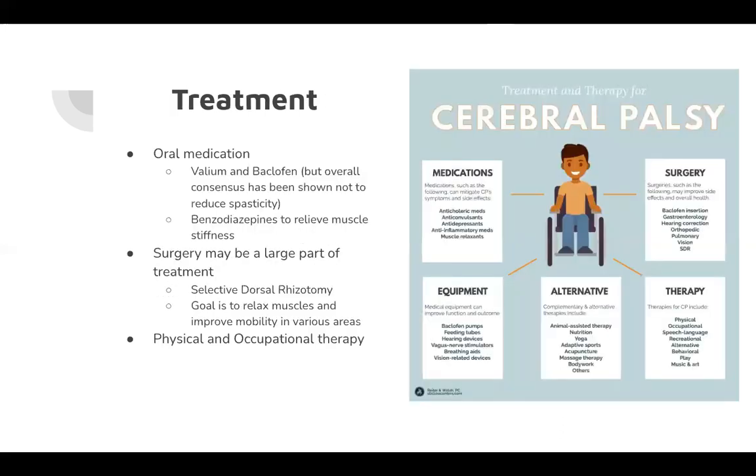Treatment: oral medication is an option, such as Valium and baclofen, but the overall consensus has been that they do not reduce spasticity. Benzodiazepines are used to relieve muscle stiffness. Surgery may also be a large part of treatment, such as selective dorsal rhizotomy. The goal is to relax muscles and improve mobility in various areas. Physical and occupational therapy is also an option.